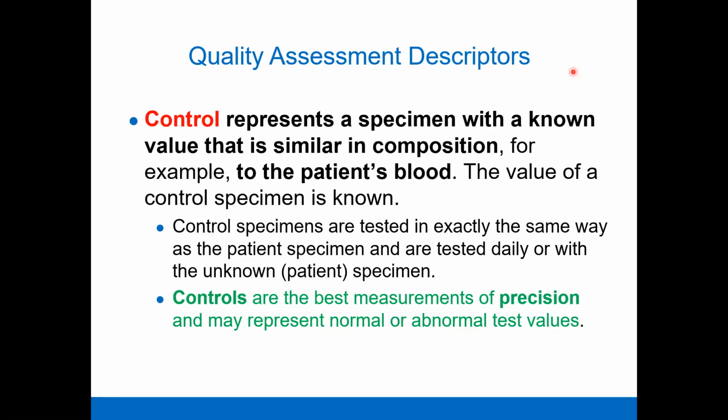If you know the level of the sample, which is the control, then you are going to measure the same test repeatedly, 10 times, 20 times, and see how close the results are to one another. And that gives you the precision of the test.